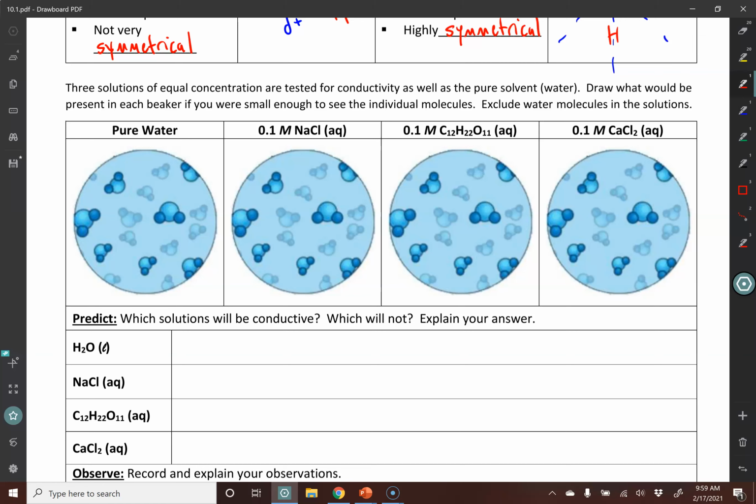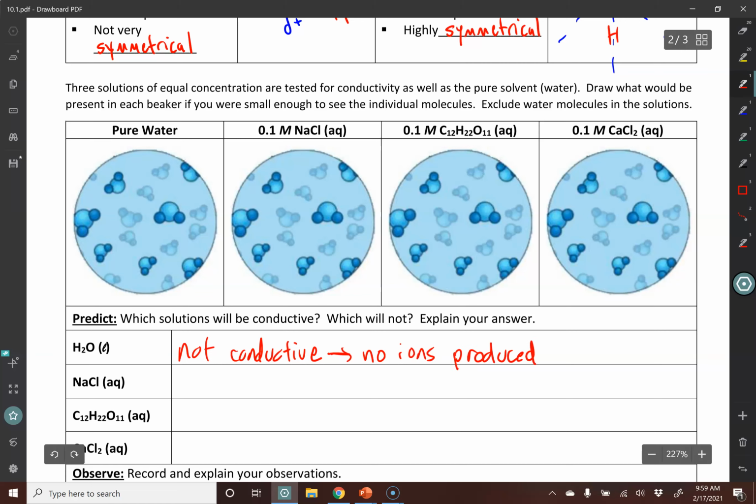All right, so when it comes to pure water, will it conduct? Hopefully you're thinking no. We've done this demonstration before. Pure water is not conductive. Do you remember why not? Yeah, it's a non-electrolyte because it does not produce ions, at least no appreciable amount of ions. We know we need those ions to conduct electricity.